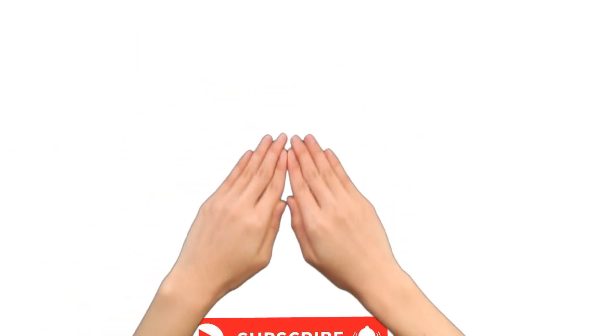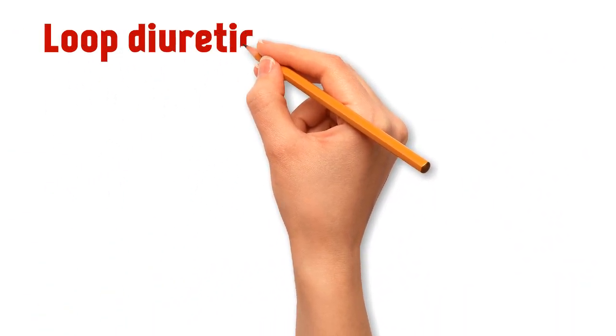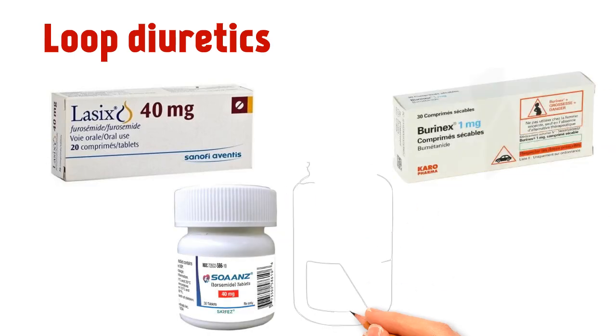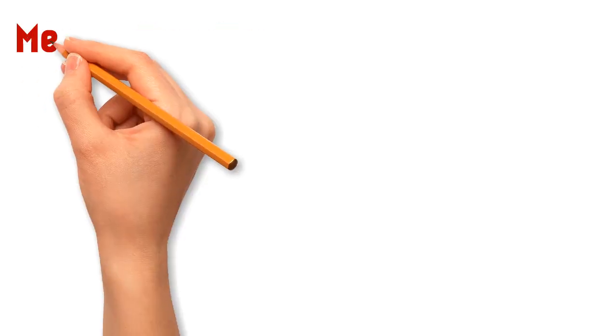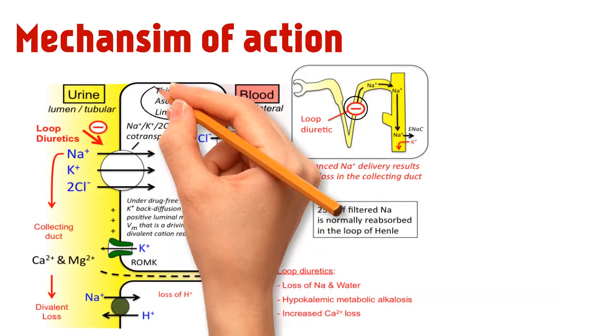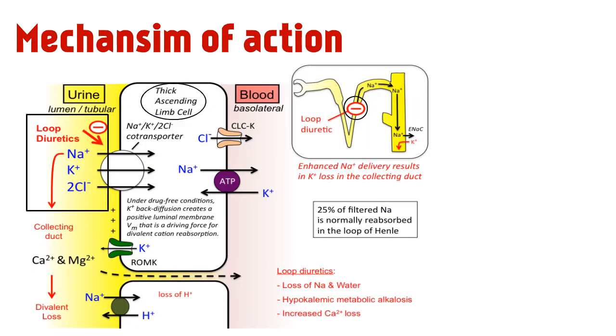Loop diuretics are a class of medications that consist of four drugs: furosemide, torsemide, bumetanide, and ethacrynic acid. Loop diuretics act on the ascending limb of the loop of Henle in the kidneys to inhibit sodium chloride and potassium reabsorption. Therefore, reabsorption of these ions into the renal medulla is decreased.